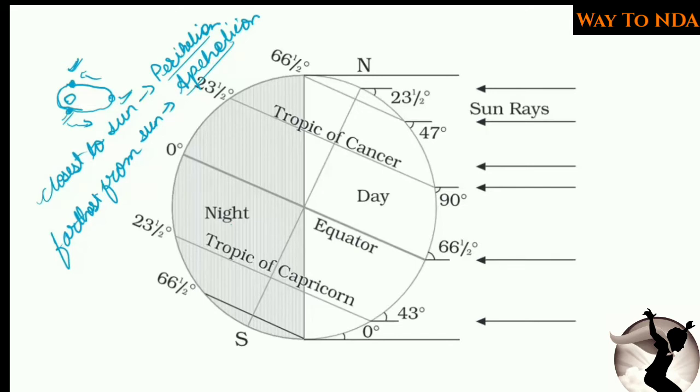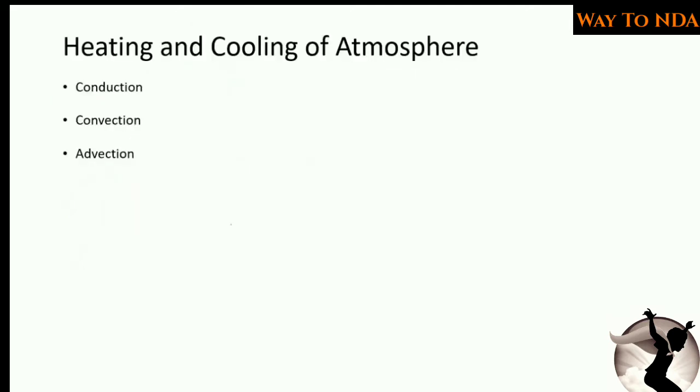Now the incoming solar radiation is received in the atmosphere, but you should know something which is very important, and that is the heating and cooling of atmosphere. And how does this happen? Now we have known that the incoming solar radiation, that is the insolation, is coming towards the earth, and earth is receiving energy from the sun. But how does this atmosphere get heated up?